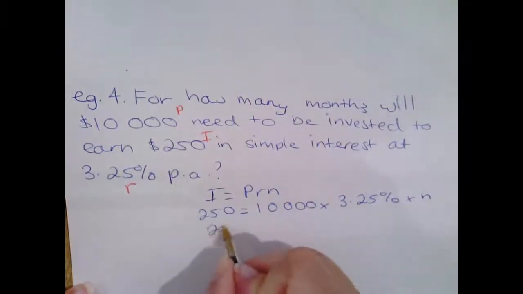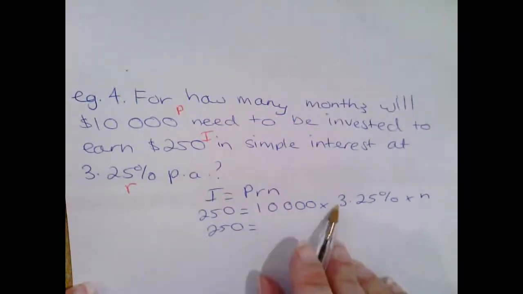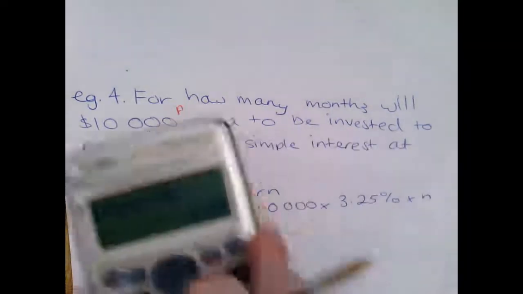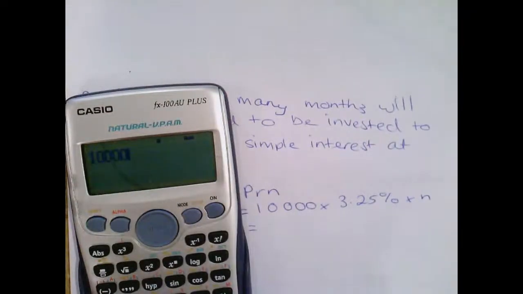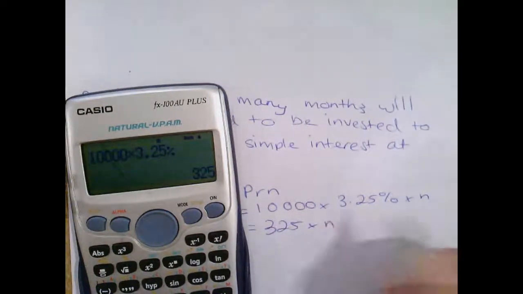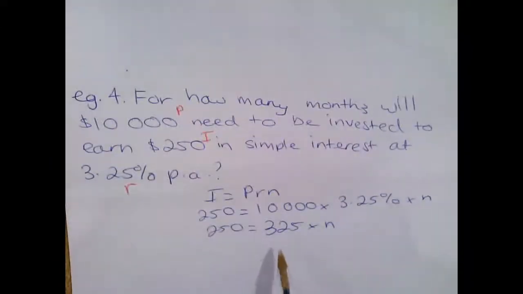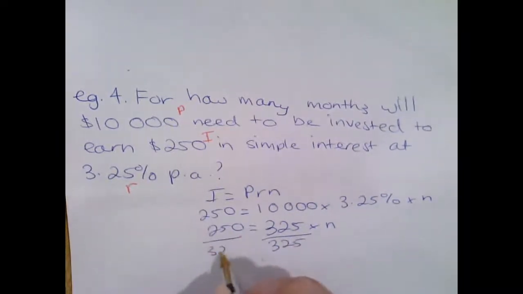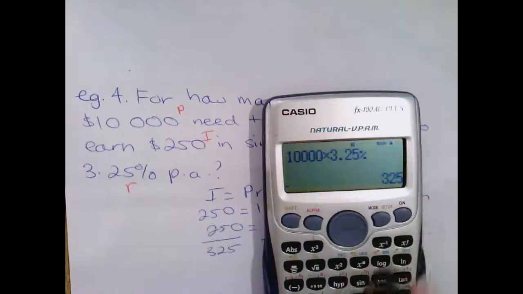Okay, so tidying this up, getting your calculator and doing 10,000 times 3.25%. So 10,000, I think it's 325. I'll just double check. Brain is in holiday mode. 325 times n. So what's the opposite of timesing by 325? It's dividing by 325. Okay, so 250 divided by 325.